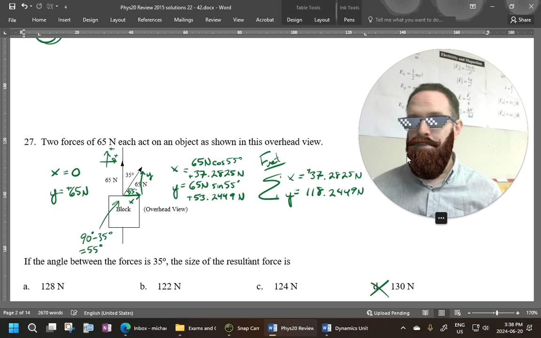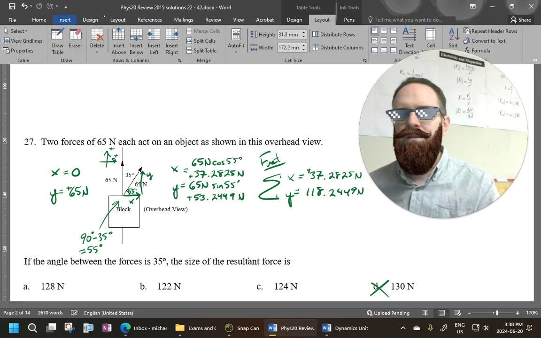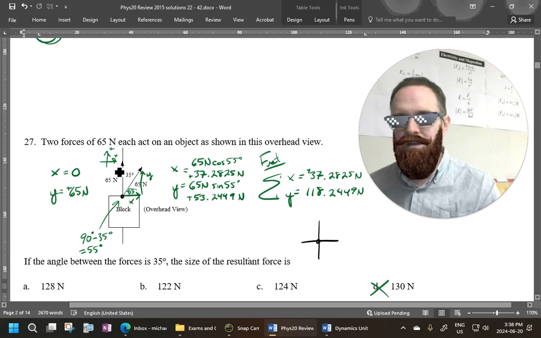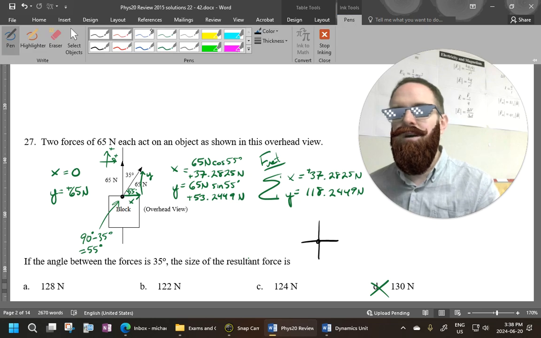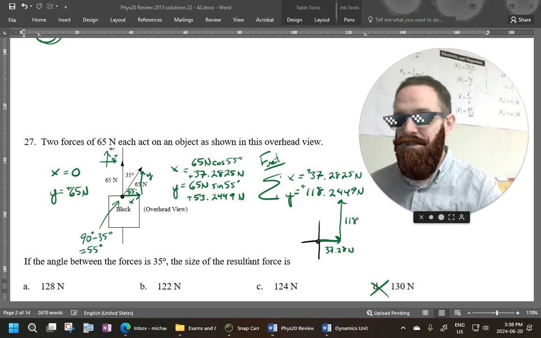So let's do that. I'm going to redraw this picture, right? So my resultant is somewhere in between these two. So I'm going to draw my new axes. That's my origin. So this dot here is like this dot right here. And then I'm going to draw my x and y's. So a little bit of x, about 37.28 newtons, and then a lot of y straight up here, because they're both positive, 118.2449.